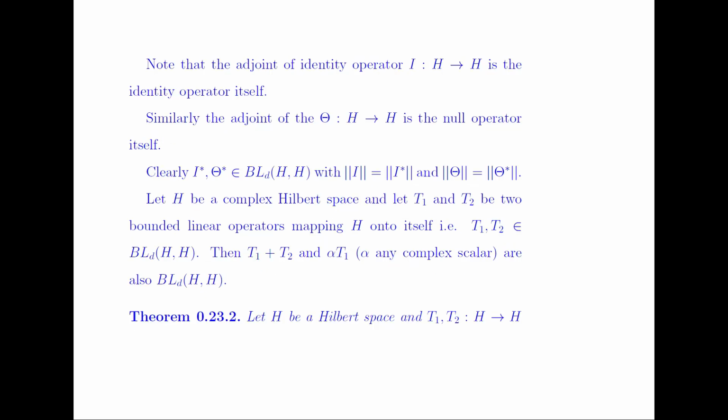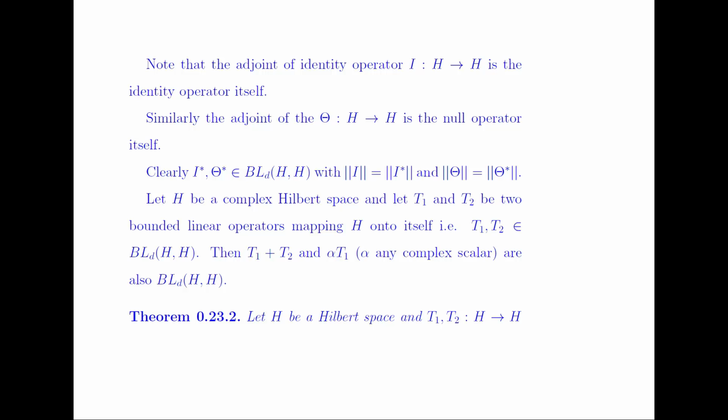And here's the result. If we take the adjoint of the identity operator, the adjoint of the identity operator is itself. So the identity operator is a self-adjoint operator. Similarly, the adjoint of the zero or null operator is itself. So clearly I star and theta star belong to the collection of all bounded linear operators from H to H. So we have the norm of I is equal to the norm of I star and the norm of theta is equal to the norm of theta star.